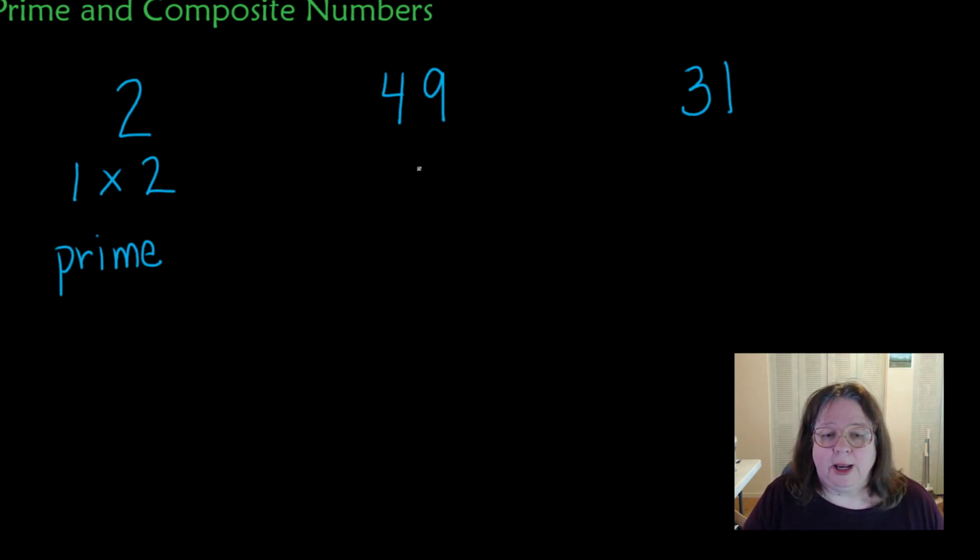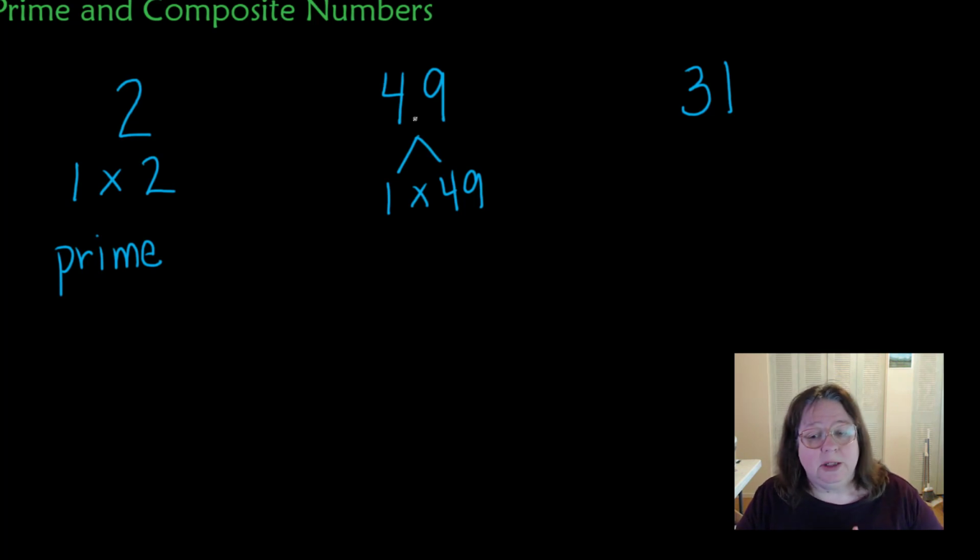How about 49? Are there any factors that will multiply together to get to 49? Well, there's 1 and 49. It's not divisible by 2. If it's not divisible by 2, it's not going to be divisible by any even number. So we don't even have to try 4, 6, 8, 10, 12, any of those. Let's try 3. It's not going to be divisible by 3. It's not divisible by 4.